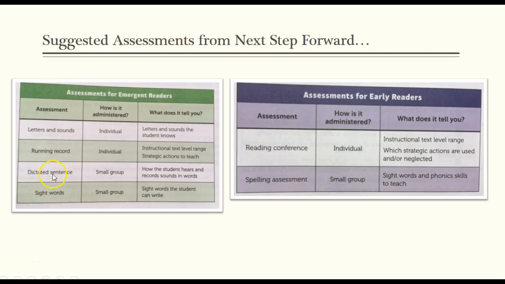So the emergent readers, those are our kinder students, levels A through C. They suggest doing a letters and sounds assessment, some sort of running record, giving them a dictated sentence, because if you just say, write about a time you were sad, or happy, or had a good day, they might not be able to create something from nothing essentially and go through that whole writing process yet. So it might be easier for them if you controlled the text and gave them a dictated sentence. And then lastly, some indicator for sight words to see how they're developing in that area.